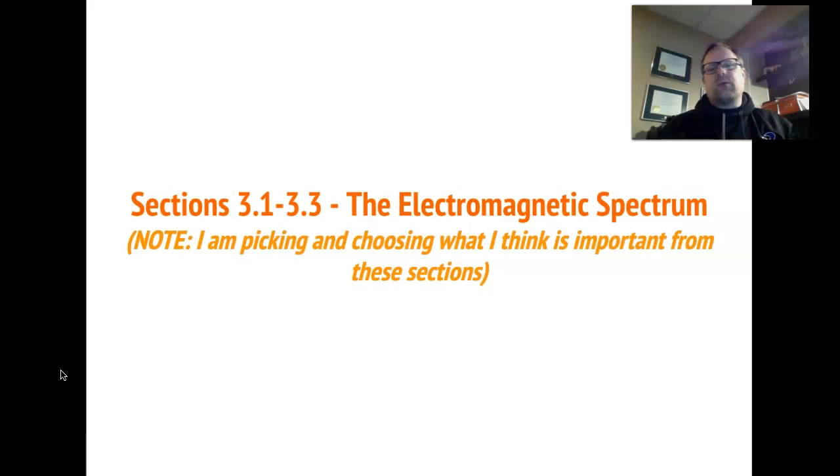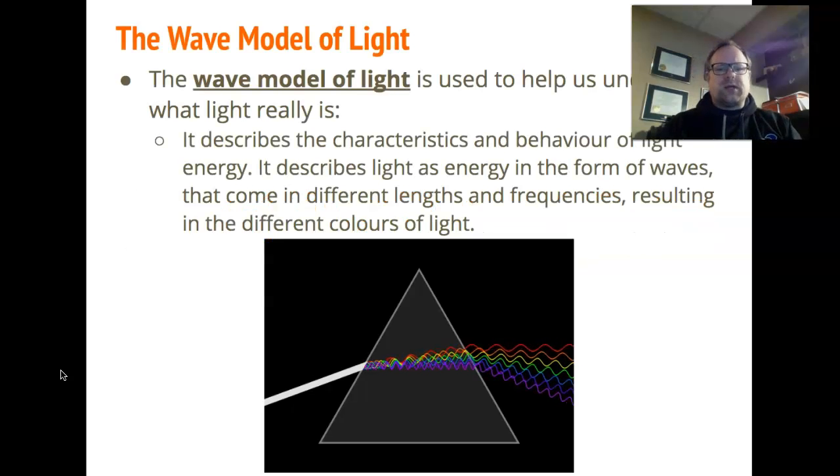I'm picking and choosing what I think is important in these sections, so I'm skipping over a bunch of stuff because there's a lot of content, and if we went through all of it, we may start to run out of time, and we're already a little bit behind as it is. So I'm going to pick and choose a few bits and things.